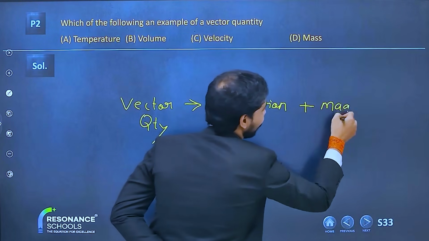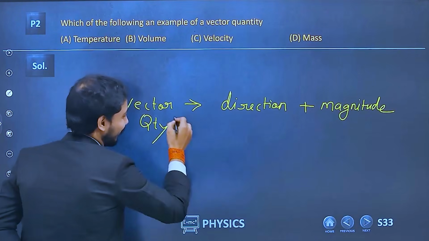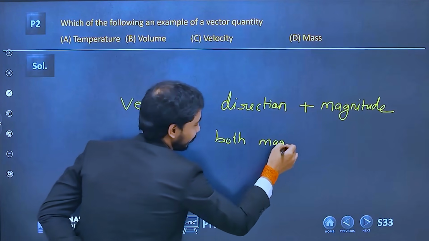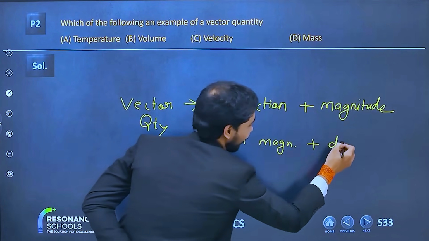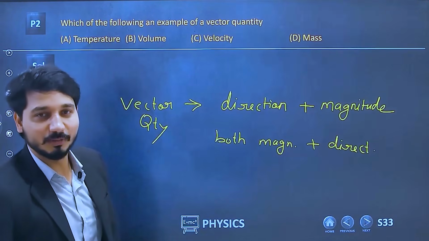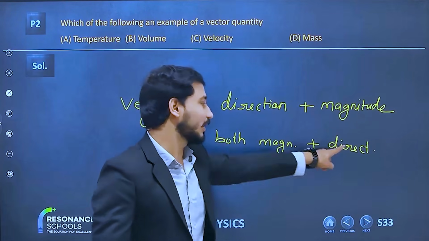Sir, you have written it opposite. So write it correctly now. I have written on that day: which have both magnitude and direction and can be added or subtracted by vector law. So just remember the short trick. Vector quantities are those which have magnitude as well as direction.